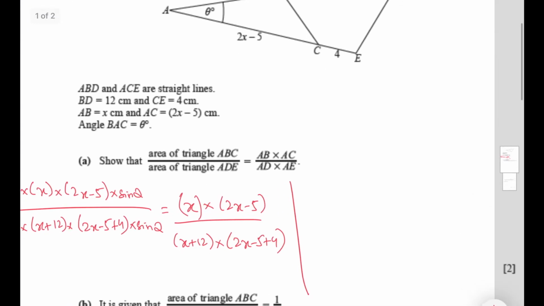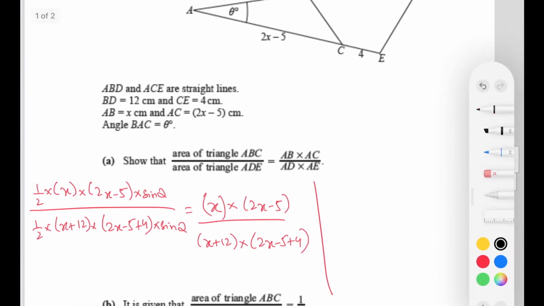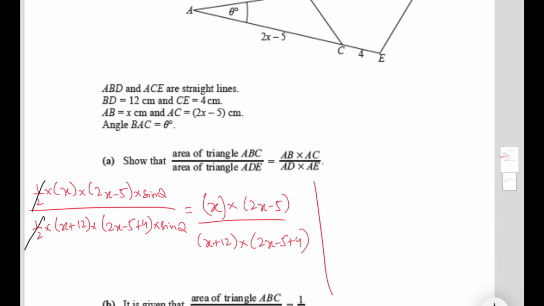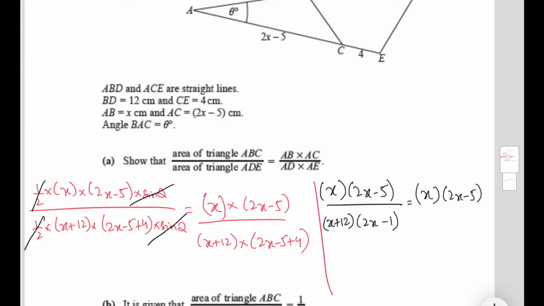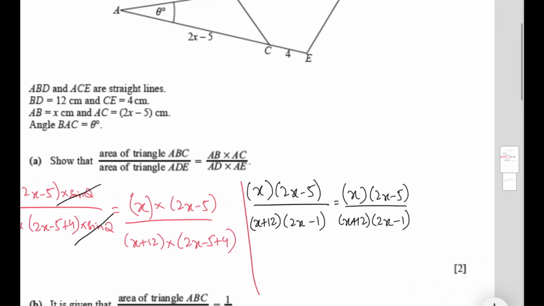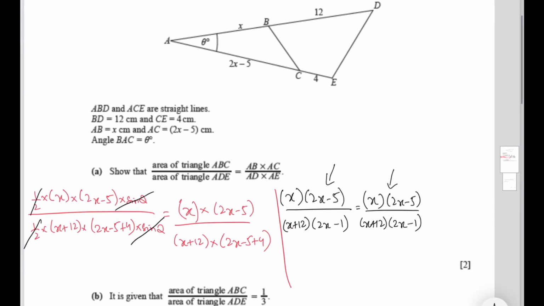First of all, if we look at this first proportion, half and half can cancel out, so can sine theta and sine theta. So what you're left with on the left and right hand side would be x times 2x minus 5 over x plus 12 times 2x minus 1, equal to x times 2x minus 5 over x plus 12 times 2x minus 1. And since both sides of the equal sign are the same, hence we prove that this is true. Okay, let's move on to the next part.